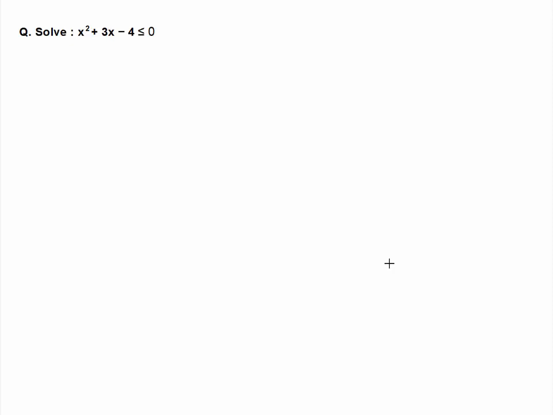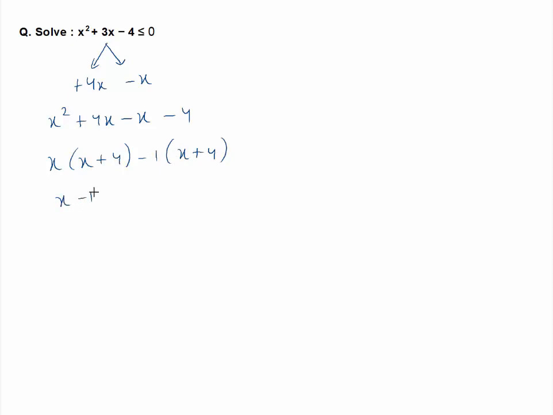Now next is solve x square plus 3x minus 4 is less than or equal to 0. The first step is we factorize it. So we need to split the middle term, which would be plus 4x and minus x. We can write this as x square plus 4x minus x minus 4. Now we can take x common in the first two terms, we get x into (x plus 4), then minus 1 common, (x plus 4). And then this is (x minus 1)(x plus 4).